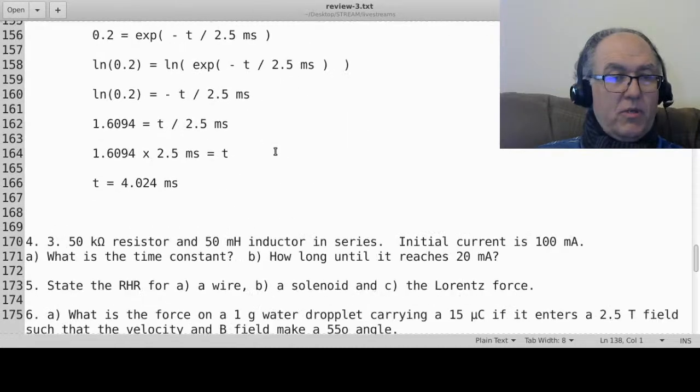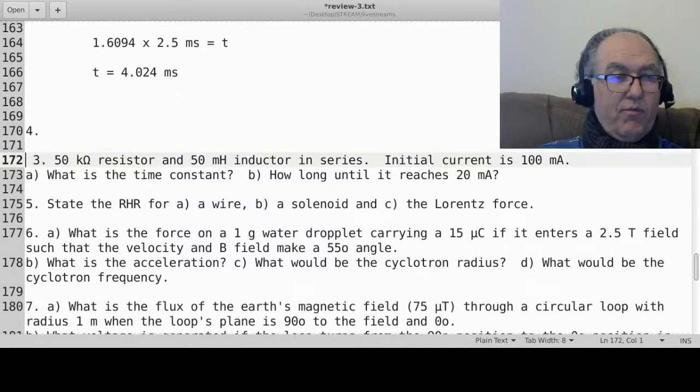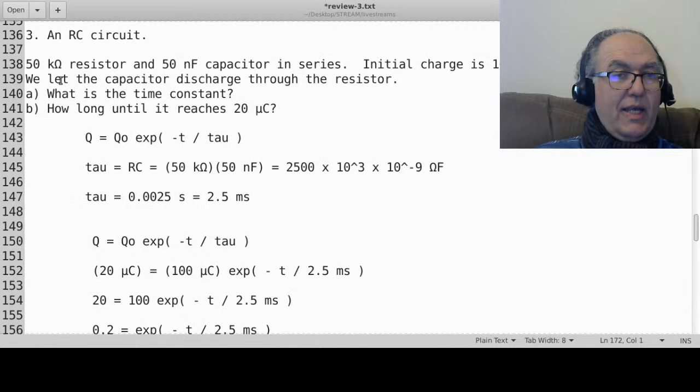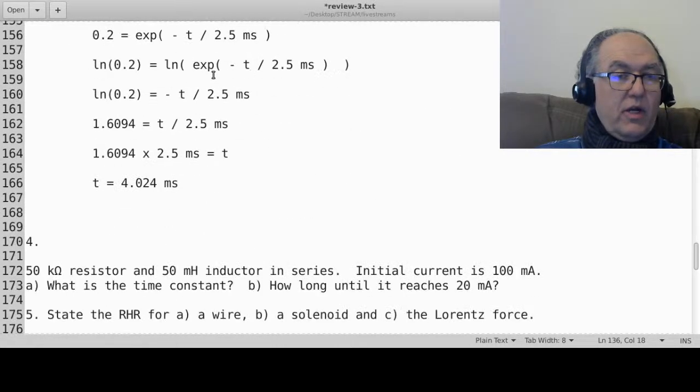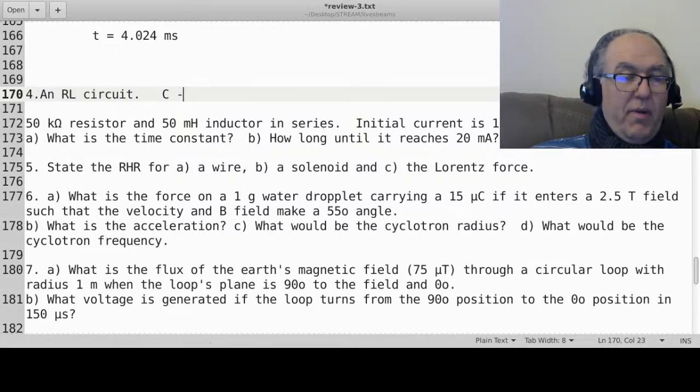The next problem I'm going to do is a little bit out of order. Okay, and that's okay. The reason I'm doing it out of order is because I want to compare the RC circuit to an RL circuit. Okay, and C, of course, stands for capacitor, whereas L stands for an inductor.